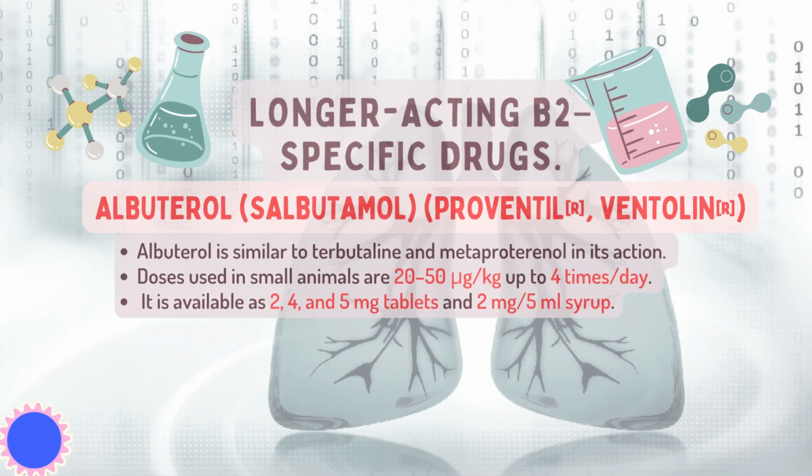Albuterol is similar to terbutaline and metaproterenol in its action. Doses used in small animals are 20 to 50 microgram per kilogram, up to 4 times per day. It is available as 2, 4, and 5 milligram tablets and 2 milligram per 5 ml syrup.